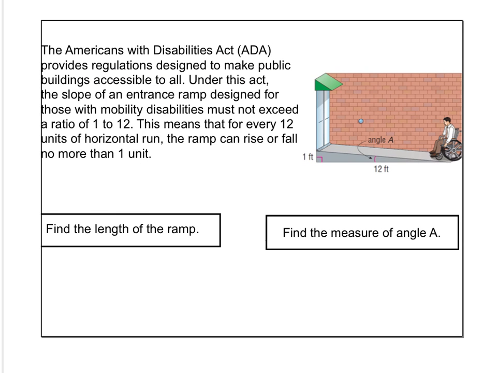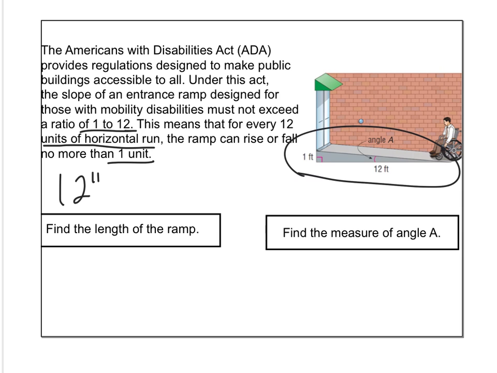The Americans with Disabilities Act provides regulations designed to make public buildings accessible to all. So that means you have to have ramps. The mobility disabilities ramps must not exceed a ratio of 1 to 12. That means for every 12 units of horizontal run, the ramp can rise or fall no more than 1 unit. So for every 12 inches out, it can go up or down no more than 1 inch.